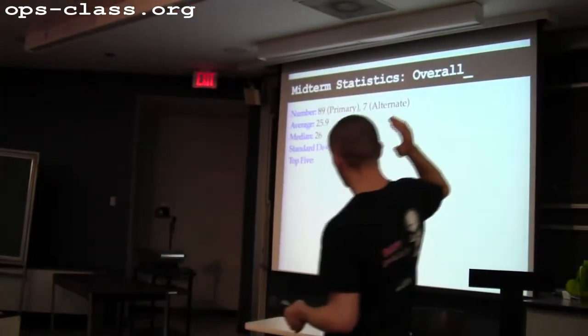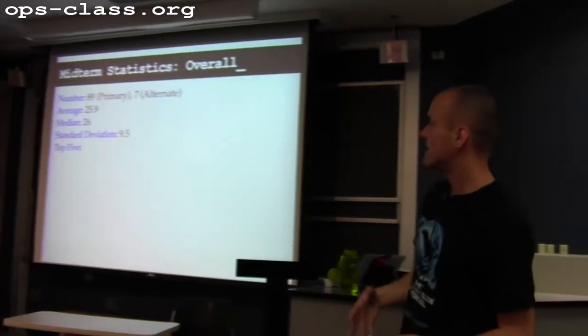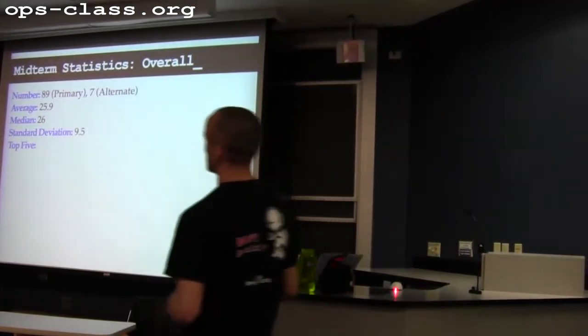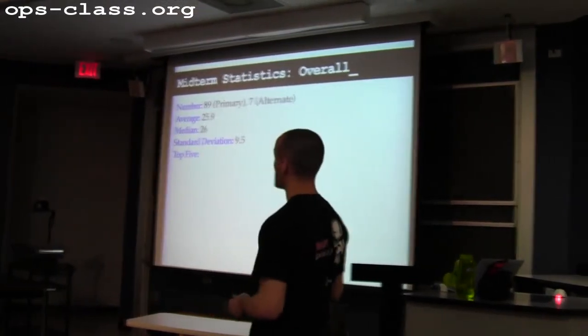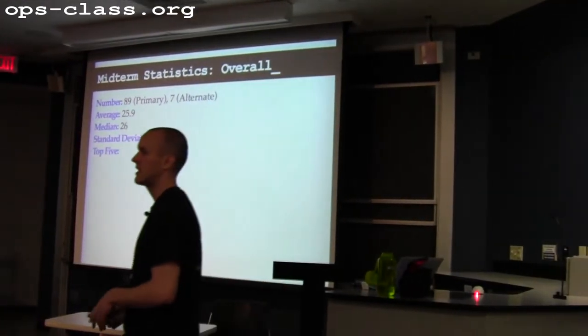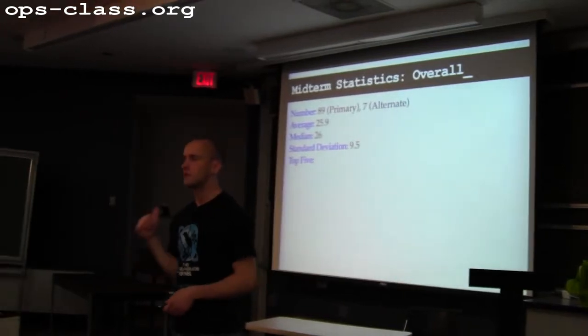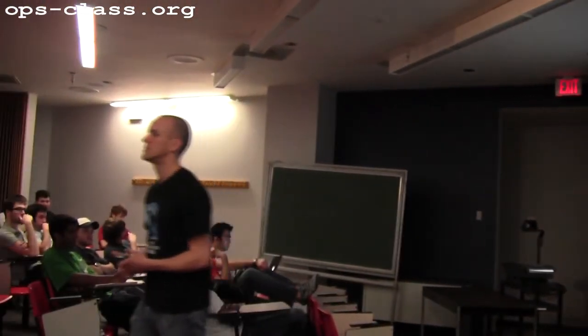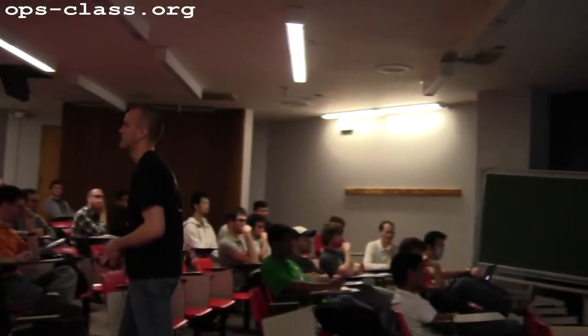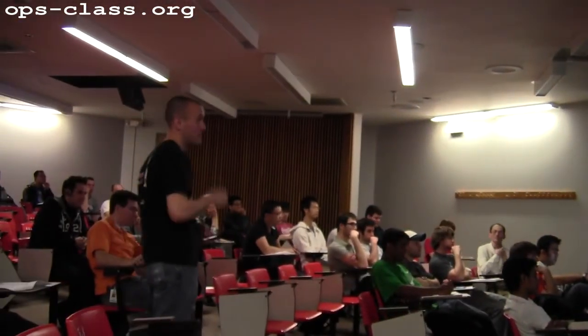All right, so here were the statistics for the midterm. Again, the average was pretty low. The average was about 26. The median was also about a 26, right? We had 89 people who took the primary version of this exam. Most of you guys are here. If you took the alternate version, you know that. If you took the primary version, if you don't know what version you took, then you took the primary version. I wrote several versions of the exam because I gave one early. All right.